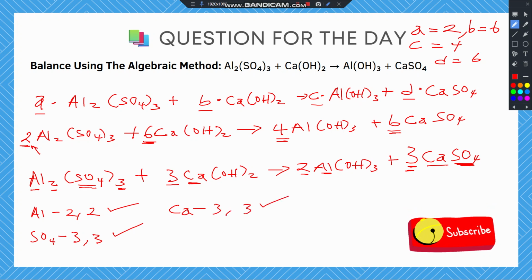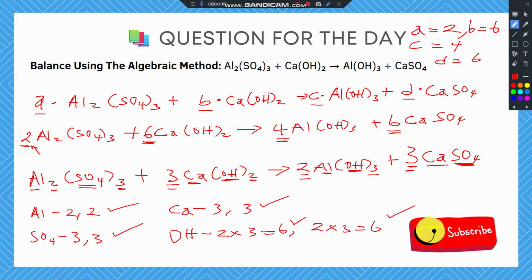And then finally, we have the hydroxide polyatomic ion, OH. On the left hand side, it has a subscript of 2 multiplied by a coefficient of 3, which means it appears 6 times. On the right hand side, you can see over here, it has a subscript of 3 and a coefficient of 2. 2 times 3 means it also appears 6 times on both sides of the equation. So this equation is perfectly balanced.